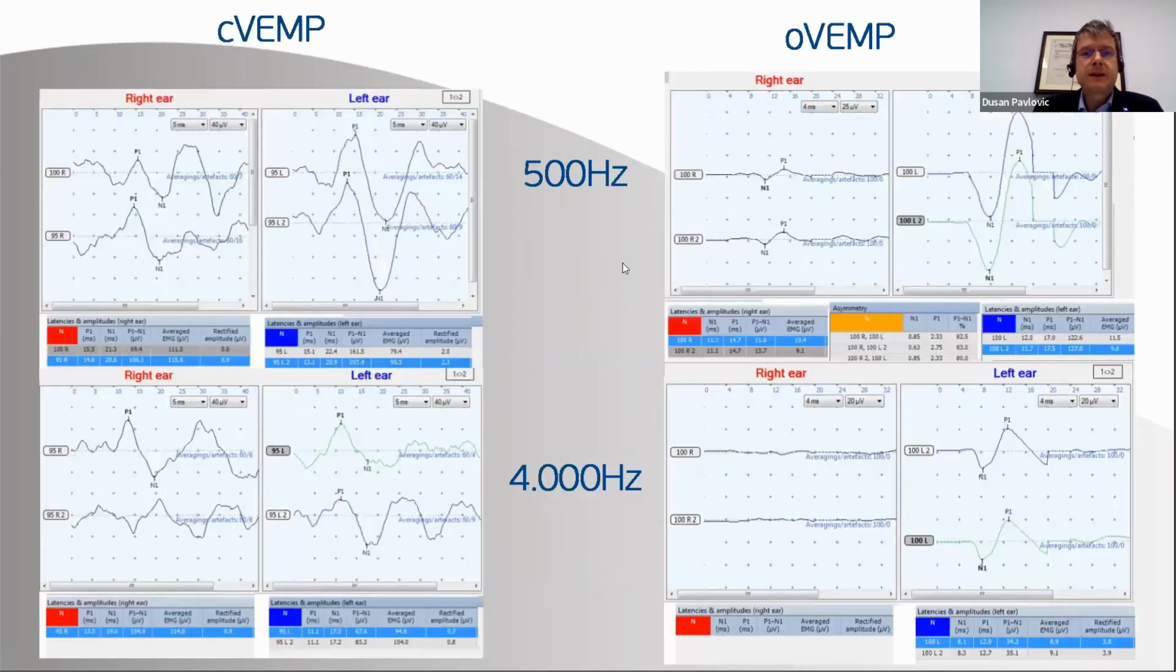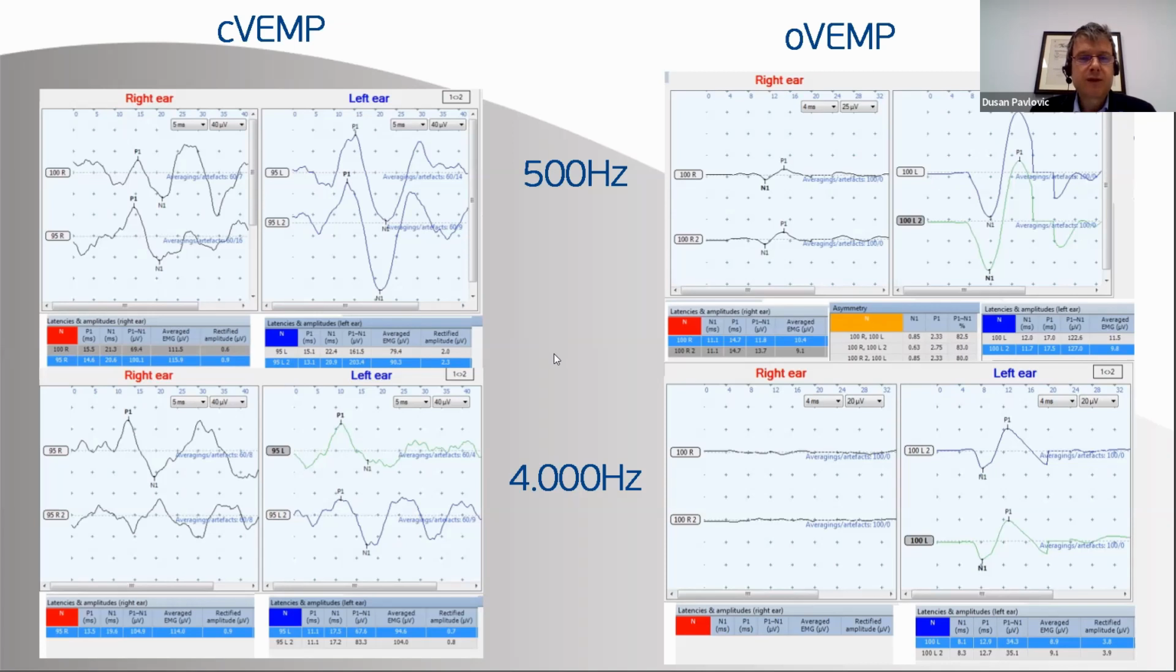And here is the result of VEMP testing in the presented patient. First we see the CVEMP response, normal on the right side, a little bit bigger amplitude on the left side. But again, look at the OVEMP, how much bigger the asymmetry is, how big amplitudes we get on the ear with the dehiscence.